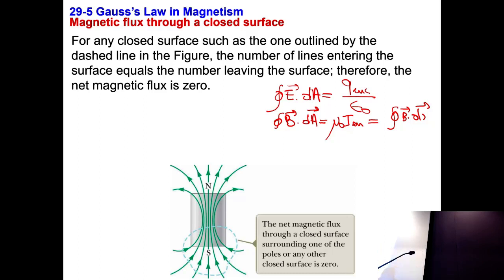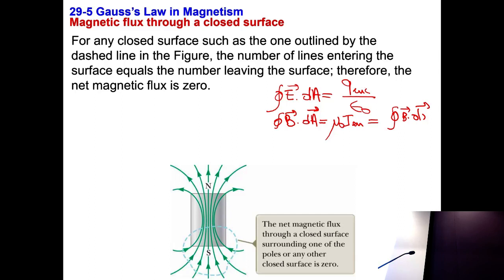Here is a figure. Here is a closed surface. We are showing you the electric field lines. What do you think the flux of this closed surface is? Yes, it's 0, because the number of lines going in is equal to the number of lines going out.